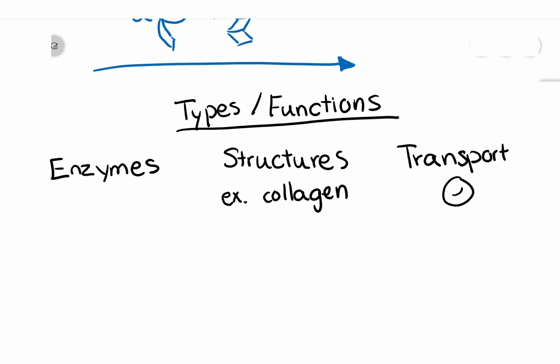Next, you also have motor proteins. And so these convert your chemical energy into mechanical energy, and so that's found in the flagella and the cilia of different cells and bacteria. And so an example of that is myosin, which is found in muscle fibers.